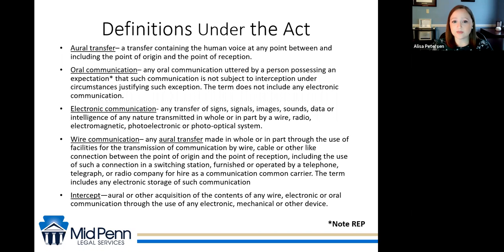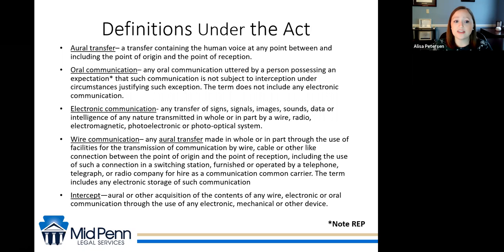There are some definitions provided to us under the Act. The most important thing for us to recognize is there are basically 2 different types of communication. There's an oral communication, which is your in-person communication. So if I was talking to Paul in the office face-to-face, not relying on any technology, that would be an oral communication. The other one is either electronic or wire, and that's when I'm relying on technology, like a phone, a computer, some sort of technology that's connecting us and allowing us to communicate.